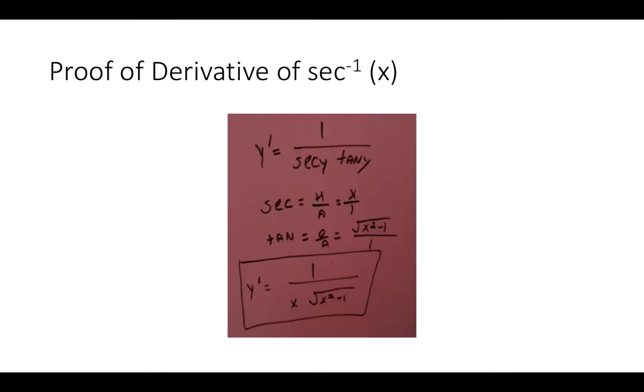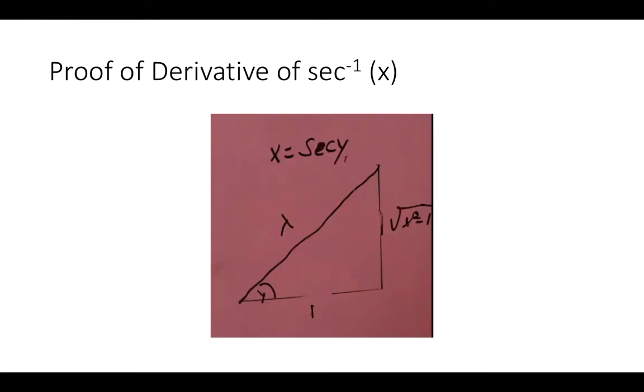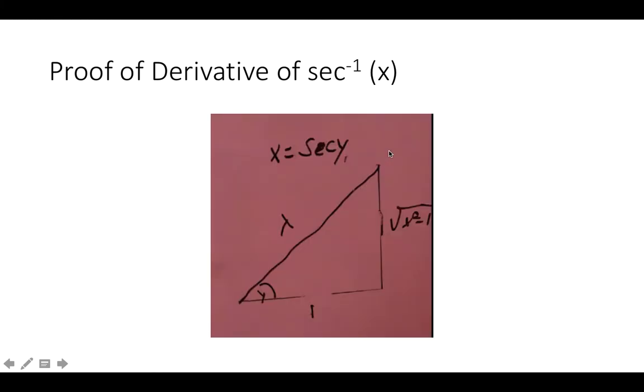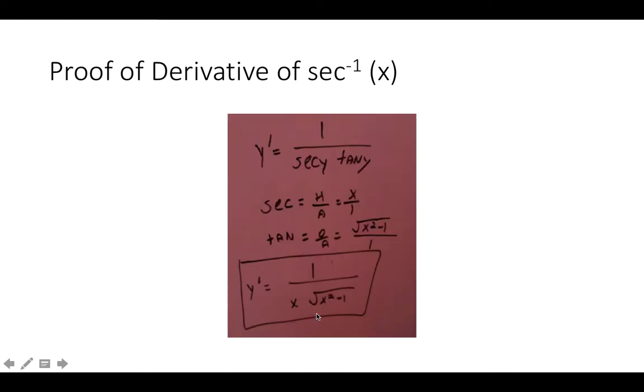Next page. So, secant is defined as hypotenuse over adjacent. Hypotenuse is what? This is our x. Adjacent is what? 1. So we just put x over 1. Tangent is defined as what? Opposite over adjacent. That's the square root of x squared minus 1 divided by adjacent, which is 1. There we have it over here.